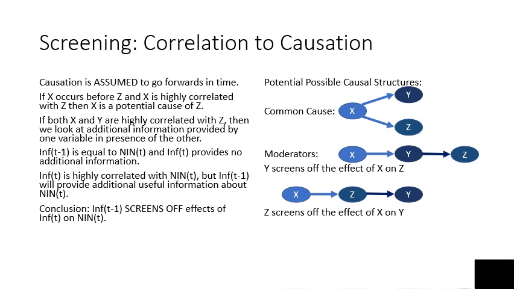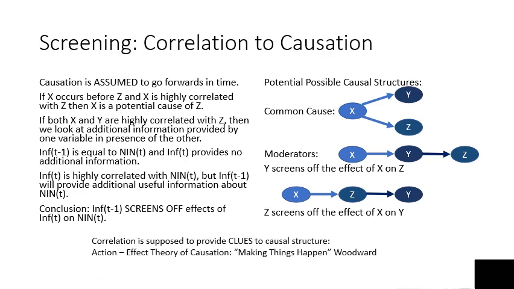Inflation at T will be highly correlated with nominal interest, but if you look at this relationship, you will see that inflation at T will not be as accurate as at T minus 1, and the past information will provide additional information. So in terms of this terminology, you can say that inflation at T minus 1 screens off the effects of inflation at time T on nominal interest rates. So basically you can conclude that inflation in the past is a direct cause of nominal interest, and current inflation is not, which is actually contrary to what is really going on.